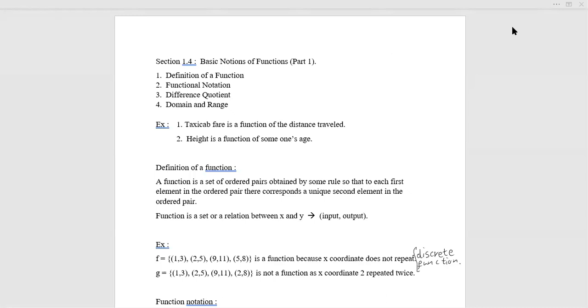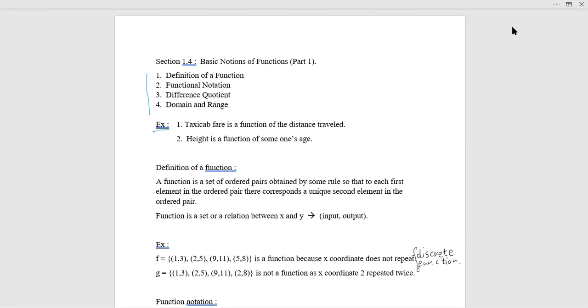Hi class, I'm going to cover section 1.4 today, basic notions of functions, part 1. During this lecture, I hope to cover these topics: definition of a function, functional notation, difference quotient, domain and range.